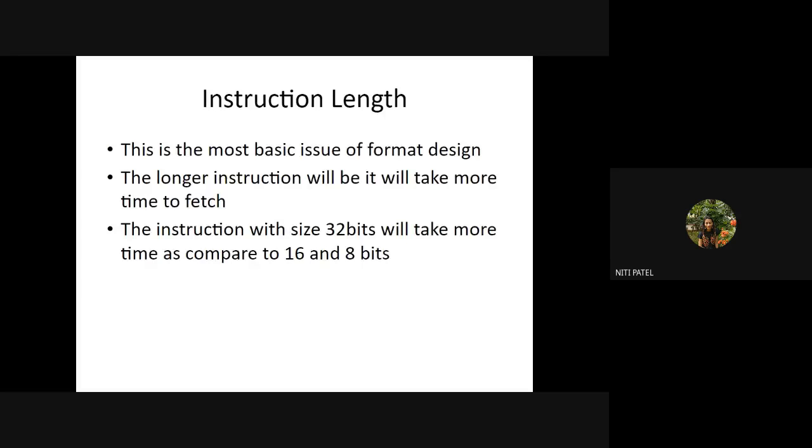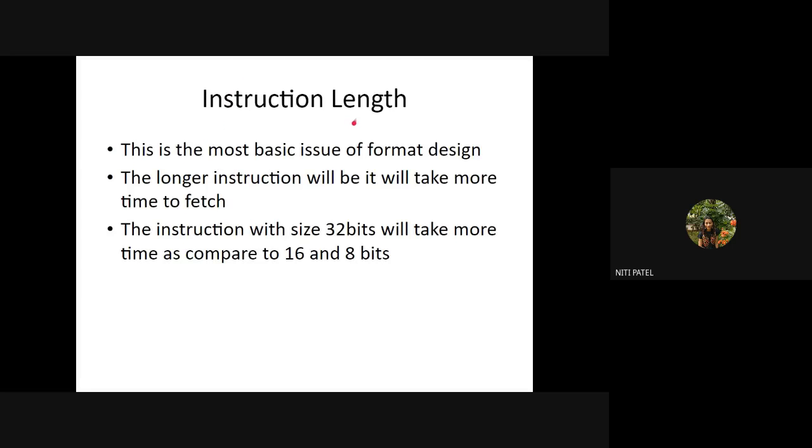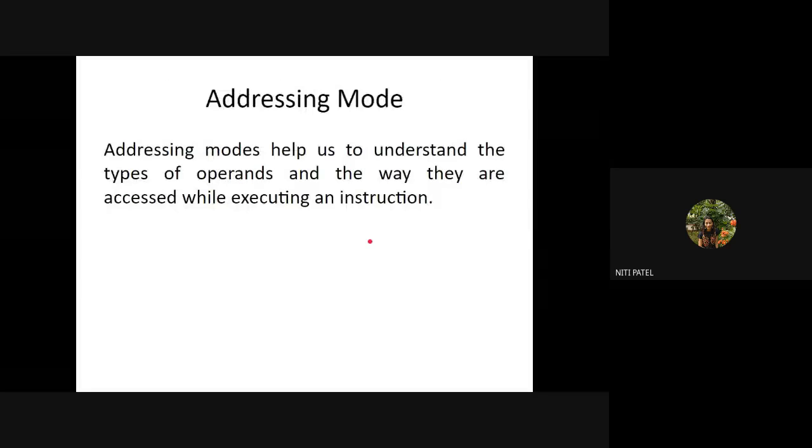Okay. But what are the factors that are used for deciding this instruction length? I have to see the memory size. I have to see the organization, the transfer length, and the actual transfer of data inside the memory. Therefore, I have decided that the instruction length should also be 32 bits with respect to the 80386 processor. Okay. So today we'll be starting the different addressing modes.